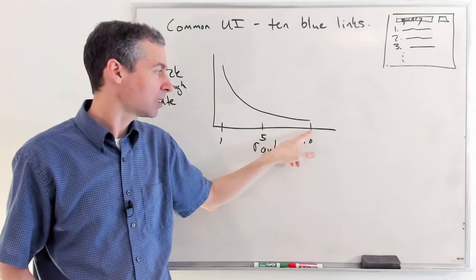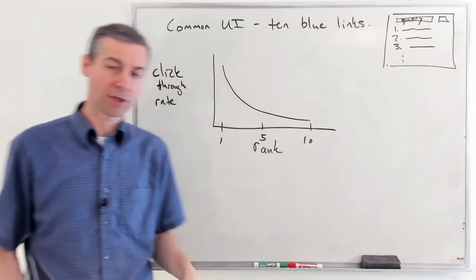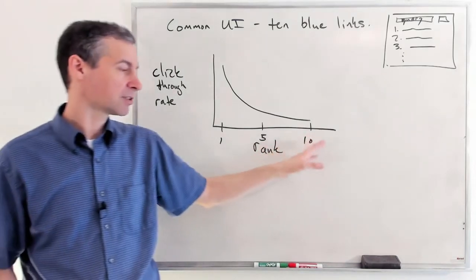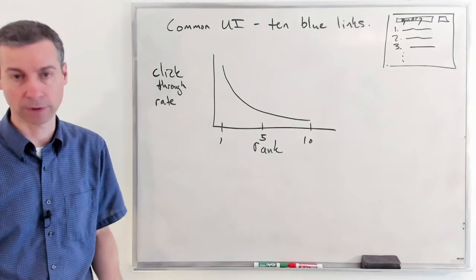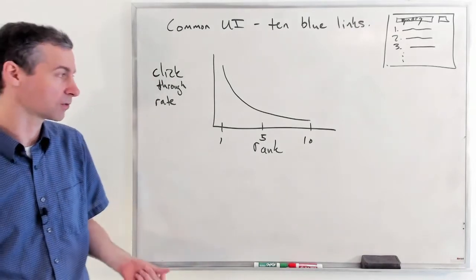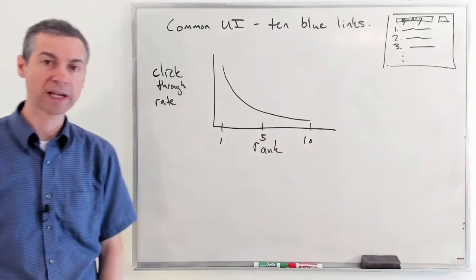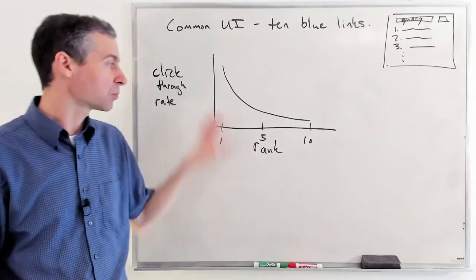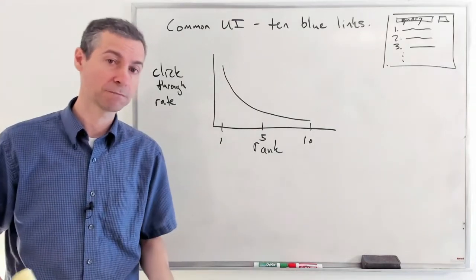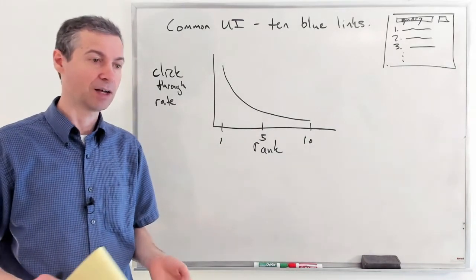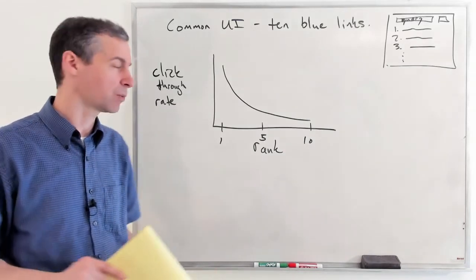Then it takes another dive once we go past 10. Very few people actually say more results and go on to the second page, and even fewer go on to the third page, and so forth. Almost all of the activity that users have is within the first 10 ranks. This is for a web search engine, okay? This is the nature of the way they are used.